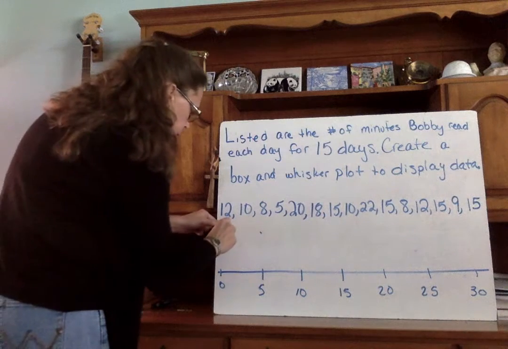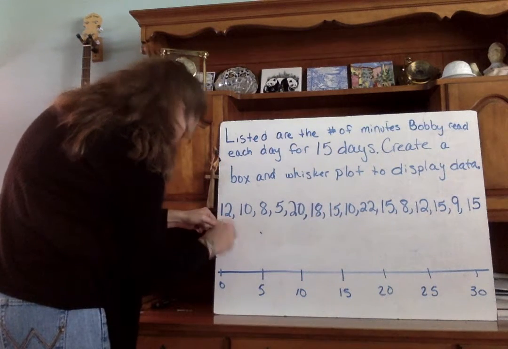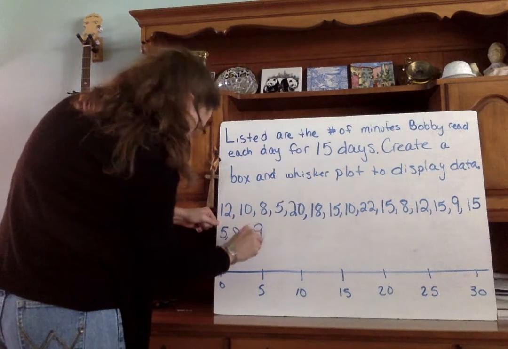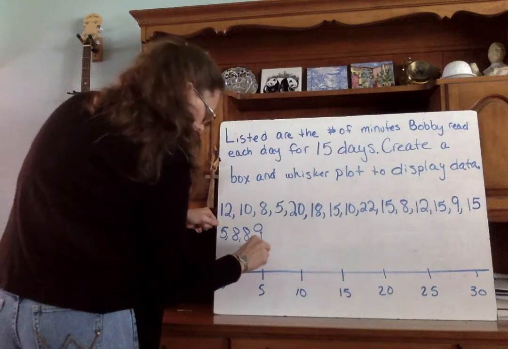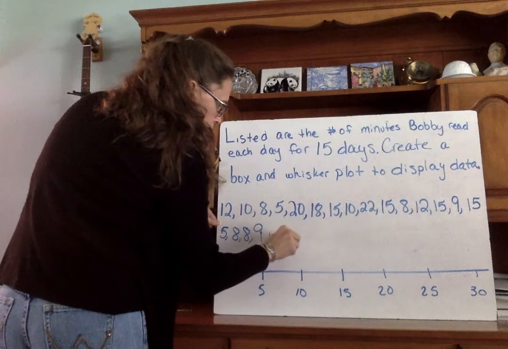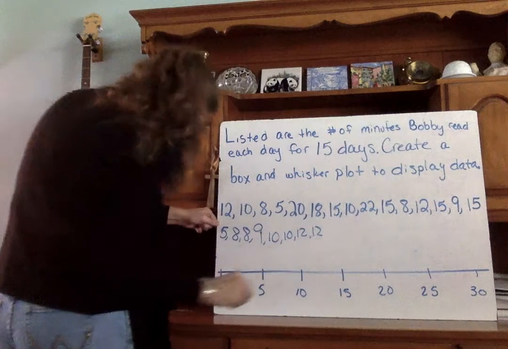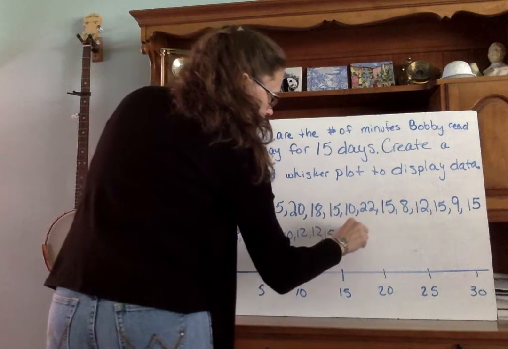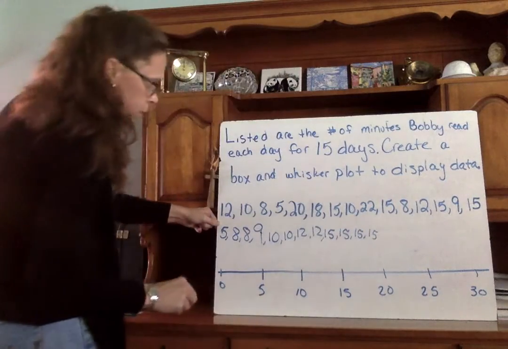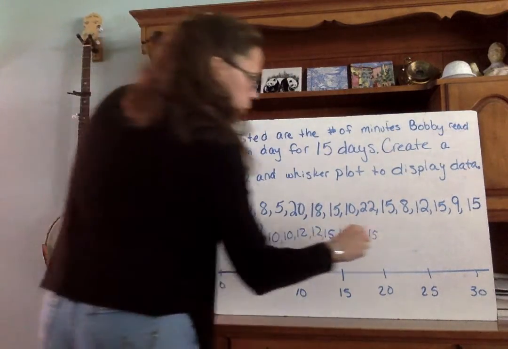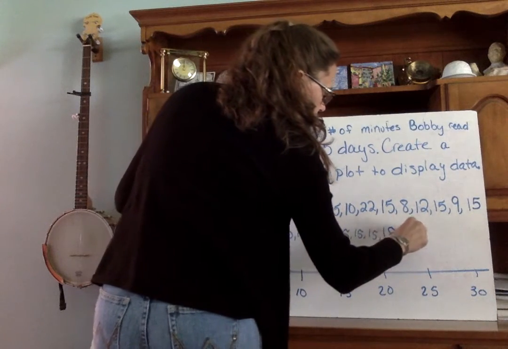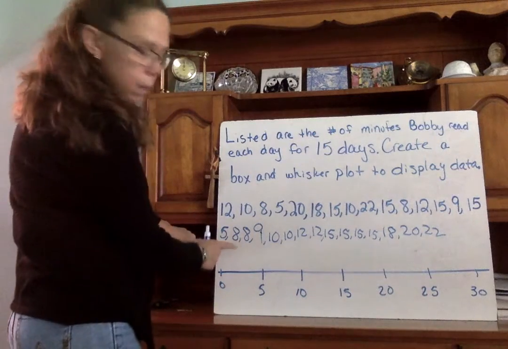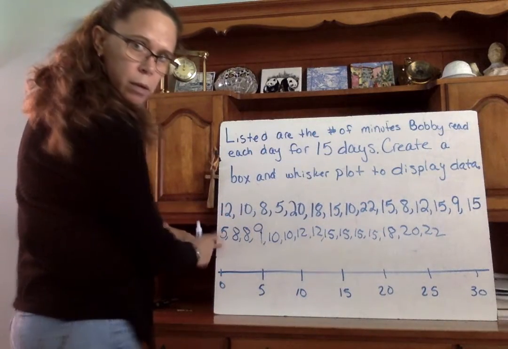I've written it on another piece of paper here. 5, 8, 8, 9, 10, 10, 12, 12, 15, four 15s, 15, 15, 15, is that four? Yep. And then 18, 20, 22. So this row here is the same as this row, but these are least to greatest.